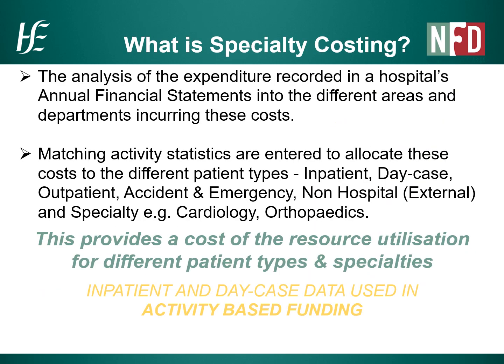As shown here, the specialty costing matches the cost or expenditure incurred in each hospital with the completed activity. This is done using direct allocation of costs or patient statistics from the various patient care systems around the hospital. This provides a picture of the resources consumed by each patient type and specialty. The specialty costing return is one of the fundamental components of the activity-based funding model currently used to reimburse hospitals for inpatient and day case activity completed.